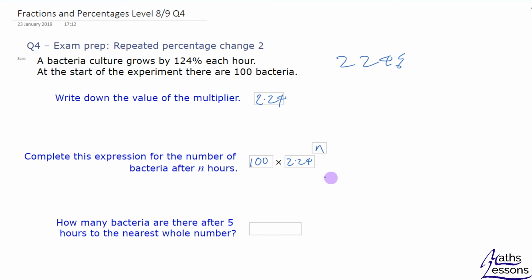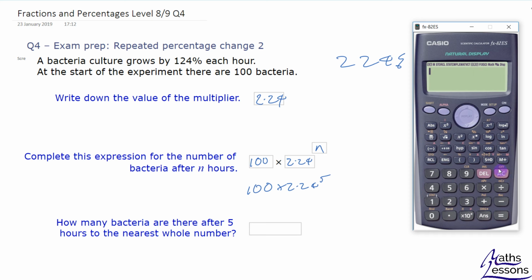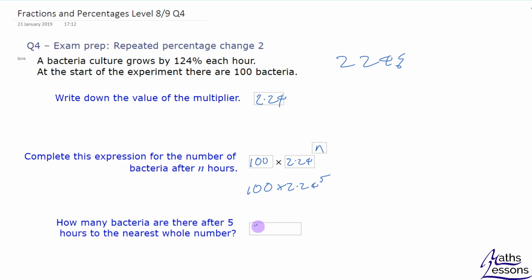So after 5 hours, we're going to have 100 times 2.24 to the power of 5. 100 times 2.24 to the power of 5, and we get 5,639, and to the nearest bacteria it's going to be 5,639. Thank you very much.